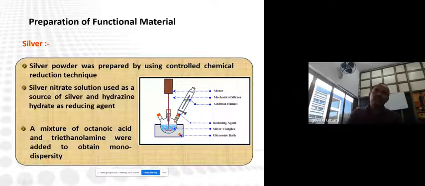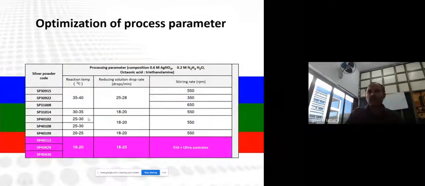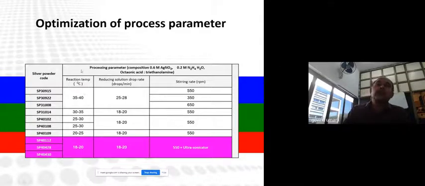those nanoparticles. In this case, we use octanoic acid and triethylamine to have dispersibility as well as a capping agent for that nanoparticle. So once we selected this precursor, we need to optimize this process in order to provide it as per industry standards.